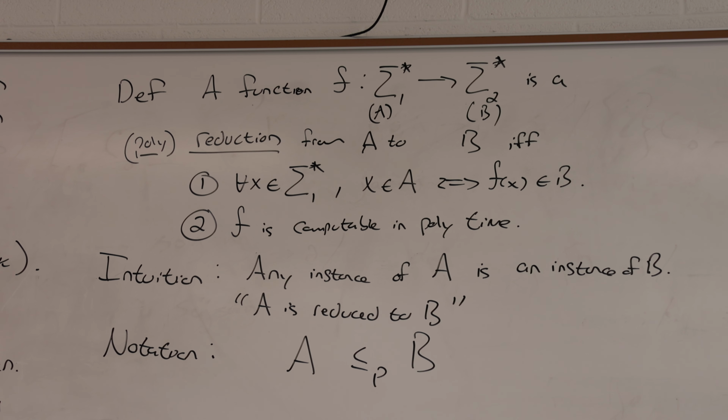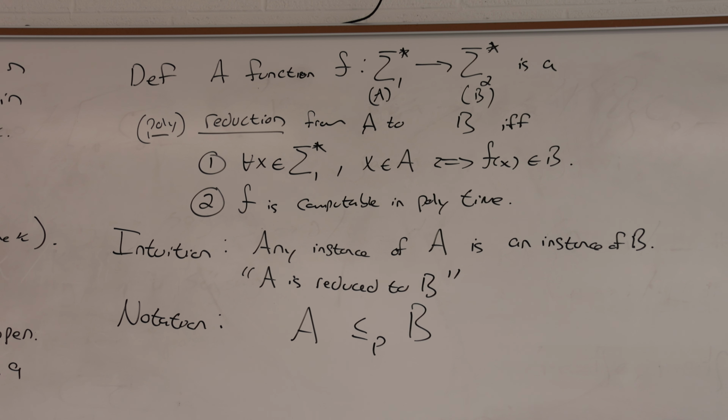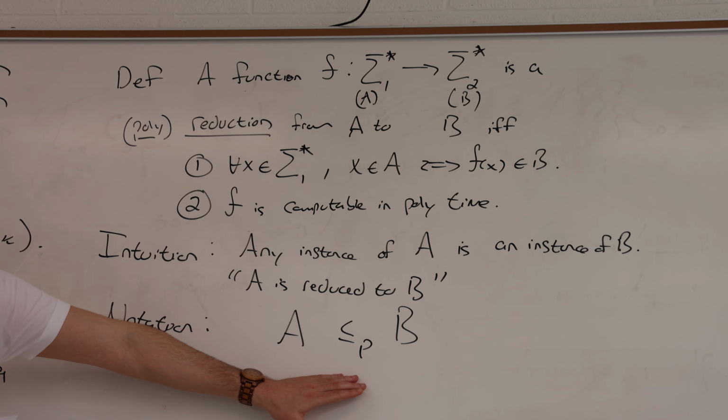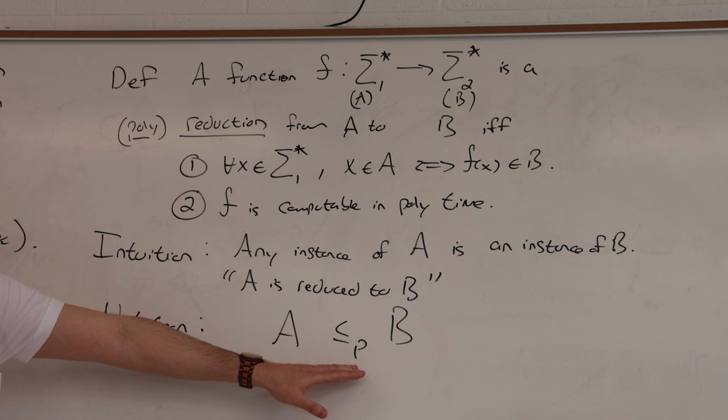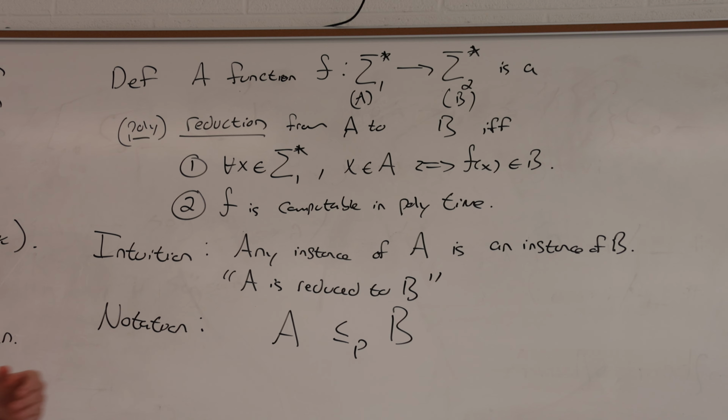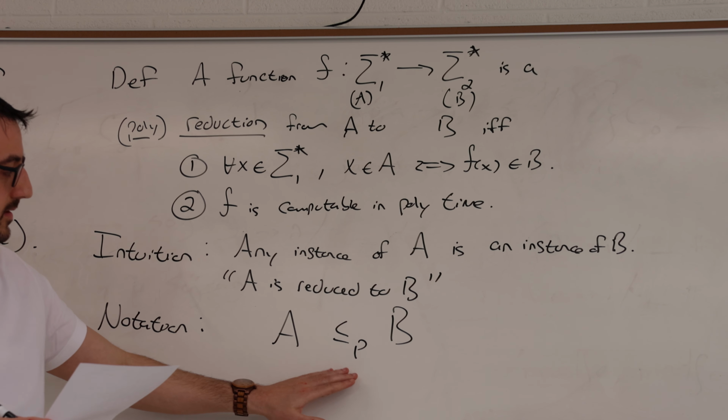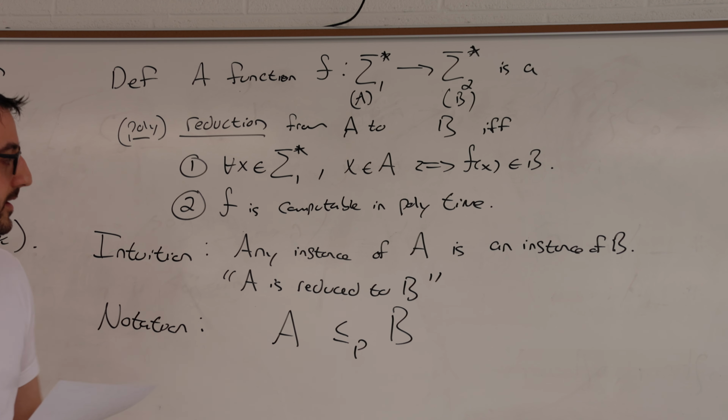Okay? So as I mentioned, there's many different kinds of reductions. This notation you'll see, especially if you take a theoretical computer science class, with different subscripts depending on the type of reduction that you're thinking about. In this course, we're only going to care about polynomial reductions. So A less than or equal to subscript P, B, and we say that as A is reduced to B.